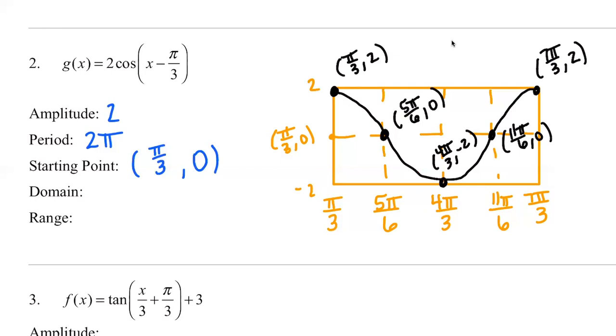The domain of any sine or cosine curve is all real numbers. And since this oscillates in our frame, and our frame stretches from -2 to +2, that's going to be what our range is.